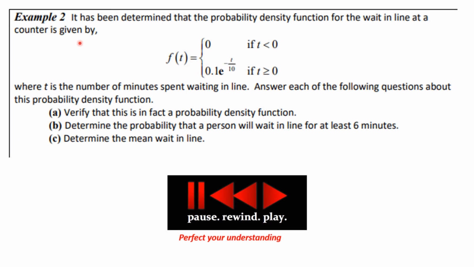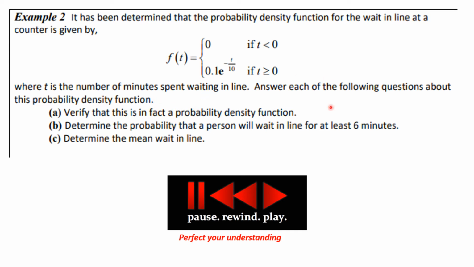Here's a different function. It has been determined the probability density function for the time that you wait in a line at a counter is given by f of t is equal to 0 if t is less than 0. You never wait less than 0 amount of time. But if t is bigger than or equal to 0, f of t is 0.1 e to the minus t over 10, where t is the number of minutes spent waiting in line.